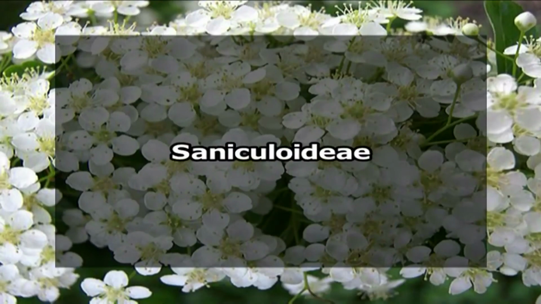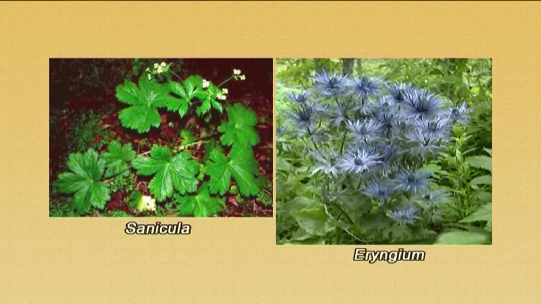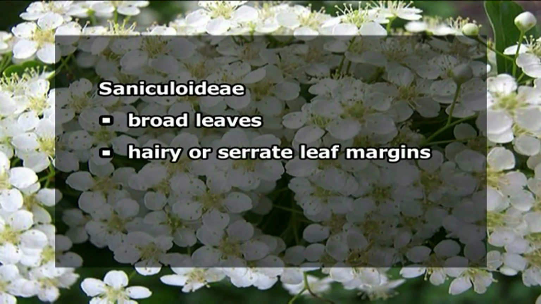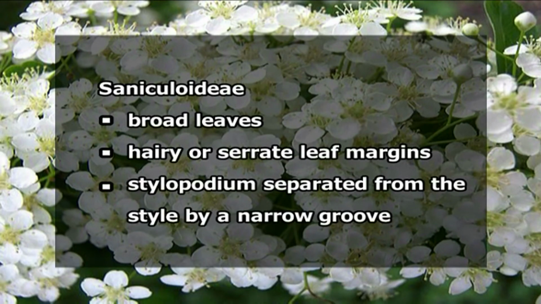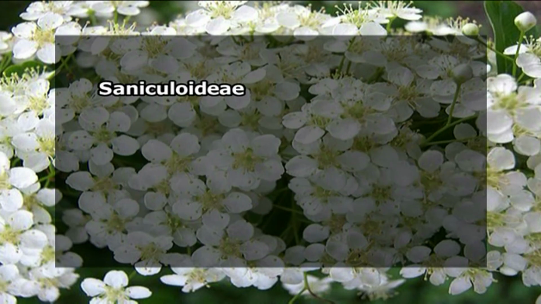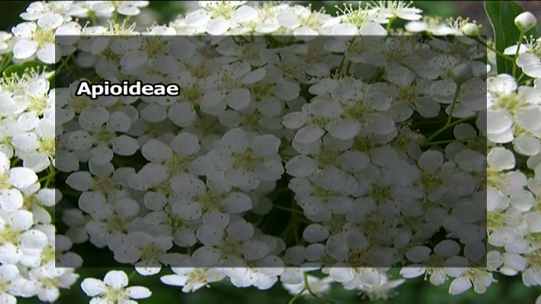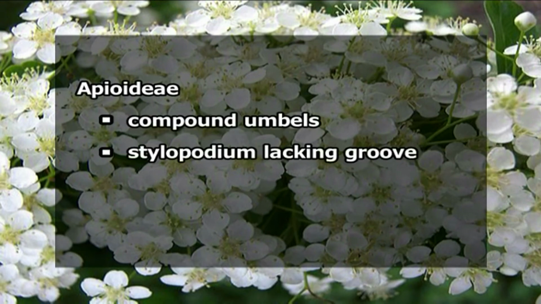First of all, the subfamily Saniculoideae. Examples are genera like Sanicula and Eryngium. They are characterized by broad leaves with hairy or serrate leaf margins. They have a stylopodium which is separated from the style by a narrow groove. Here, the fruit is scaly or spiny, and the oil cavities, called vittae, are poorly developed. One more subfamily, Apioideae, have compound umbels. They have a stylopodium, but they lack the groove.